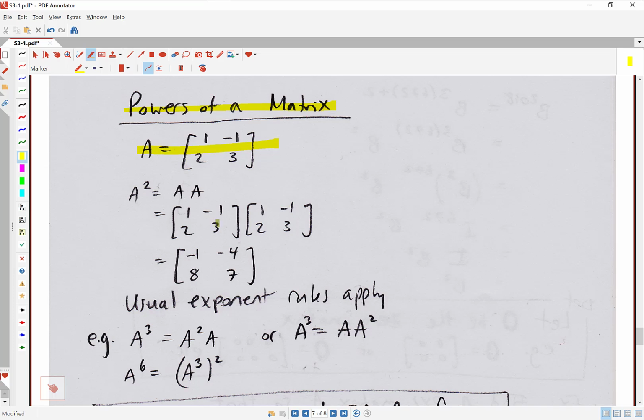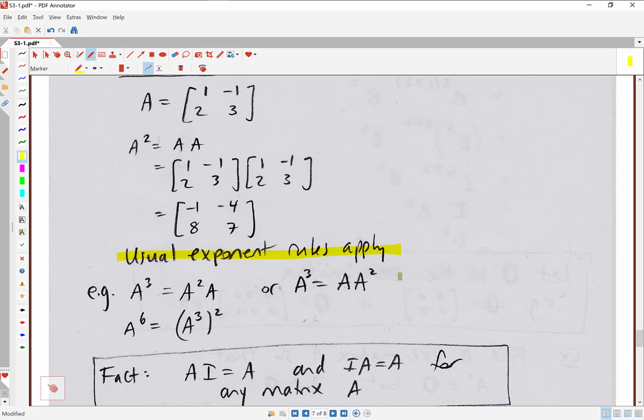Suppose we have a matrix A. When we write A squared, we just mean multiply A by itself. So we'd be doing usual sort of matrix multiplication there. Just write out a copy of A, another copy of A, do your usual matrix multiplication. And the usual exponent rules apply. So the same exponent rules that you would use for variables. So if you multiply 2 powers of a matrix, the exponents are going to add. So you could say A cubed is A squared times A. Or you could say A cubed is A times A squared. And when you raise a quantity with an exponent to another exponent, the exponents multiply. So A to the 6 is the same thing as A cubed squared.